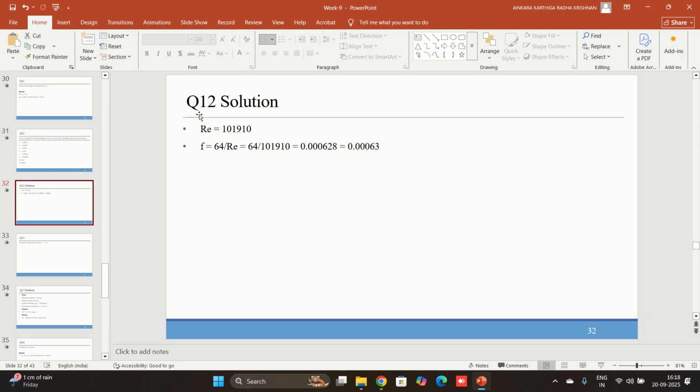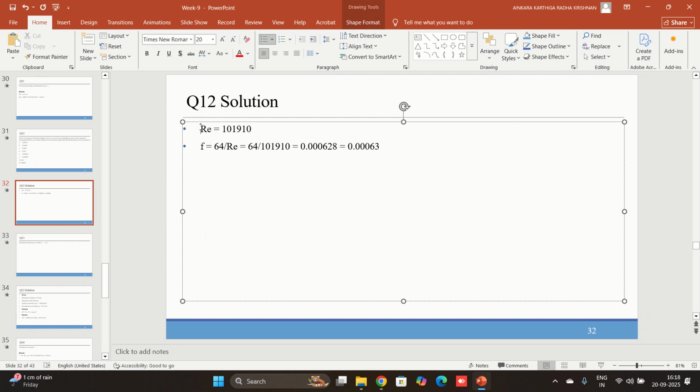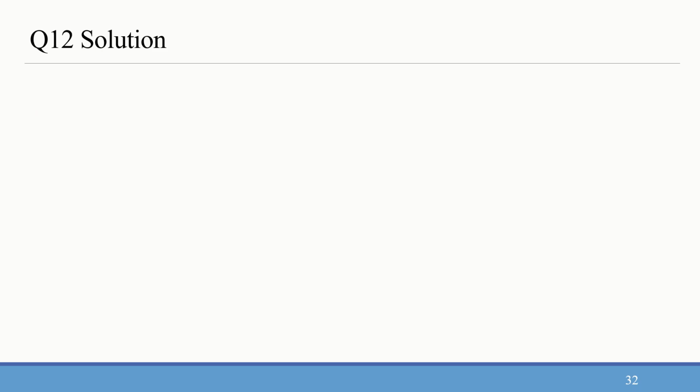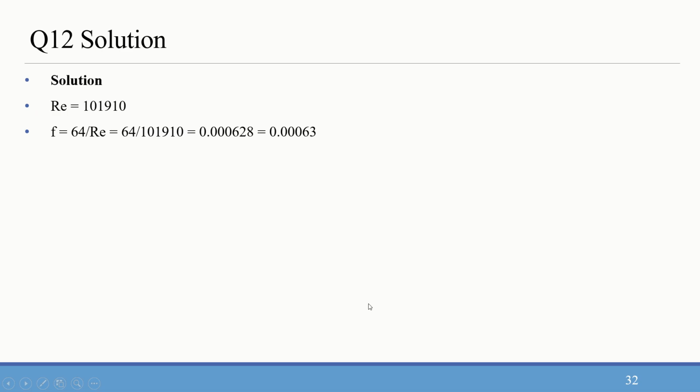So how? Reynolds number we calculated, and Re is equal to Reynolds number and friction factor is equal to 64 by Re, that is Reynolds number. So direct substitution will give us 6.28 into 10 power minus 4. So our answer is 0.00063. That is for question 12.